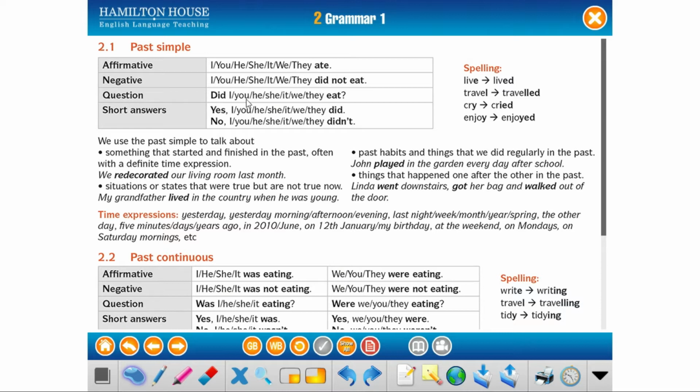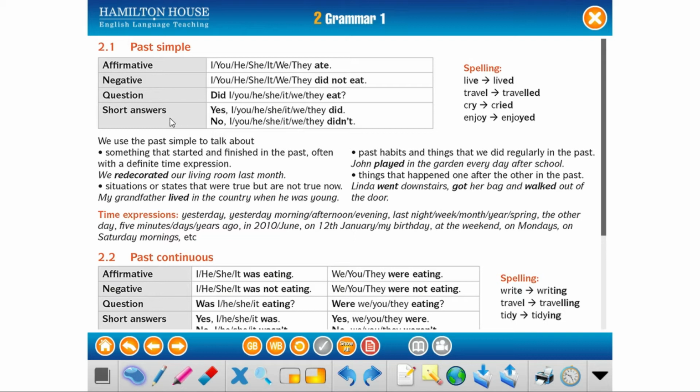To make a question, we start with the auxiliary did, subject, the verb, and the same thing happens. As we are using did as the auxiliary in the past, we don't change the verb. We write the verb in the infinitive form. Did I eat? Did I eat an apple yesterday?